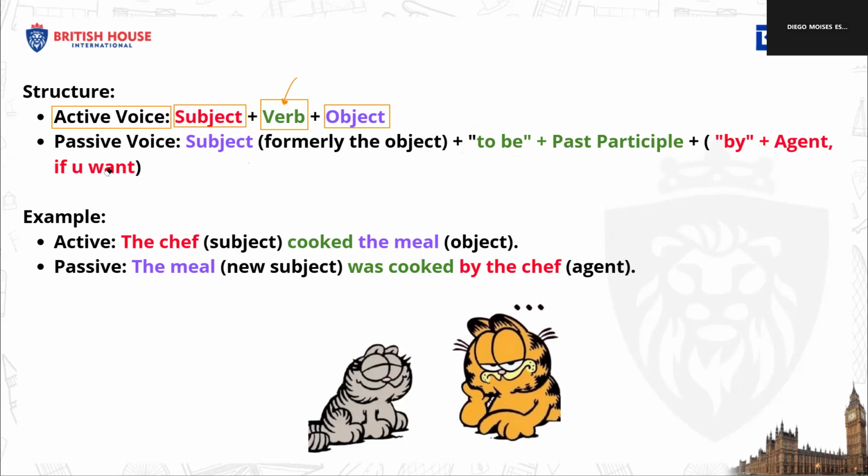We're going to continue. So, at the end, we have the agent. What is the agent? Well, as you can see, the agent is in red in passive voice. In active voice, the red is the subject, right? So now our subject is not anymore the subject because the subject is our formerly object. What is formerly? Previous, before.